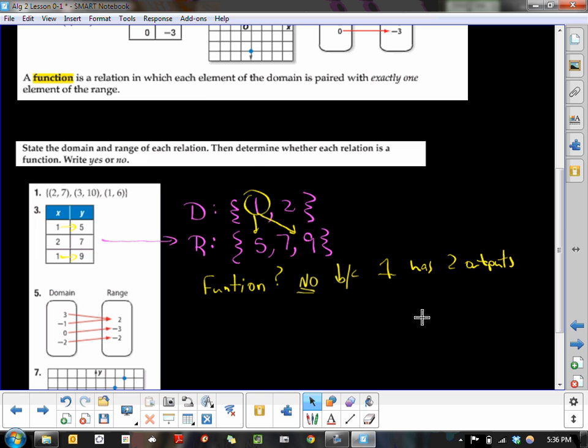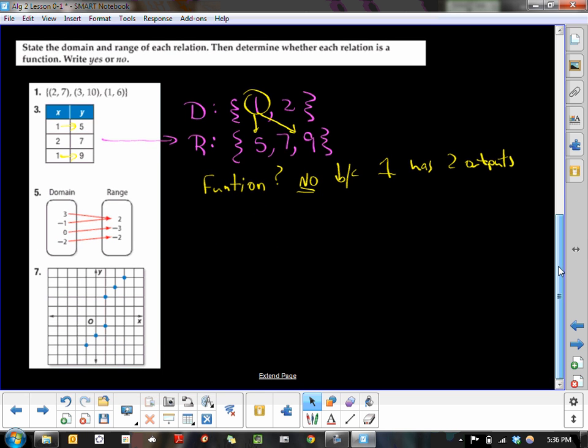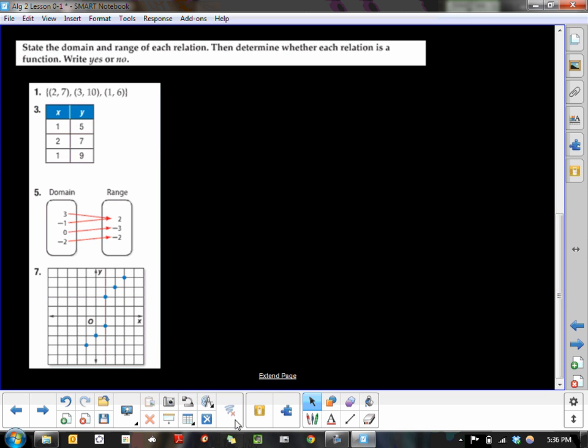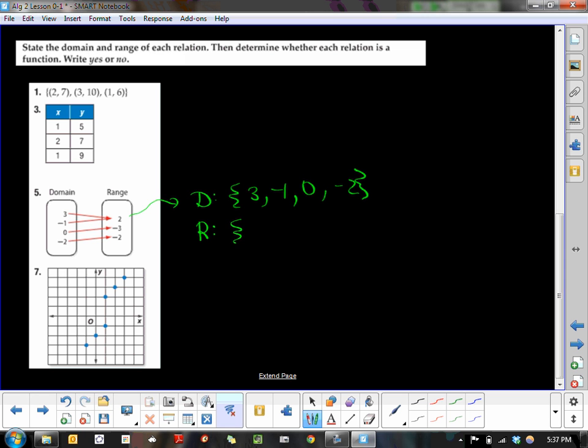Okay, we'll go look at number 5. There are a couple left. They're just showing you different representations of relations. So let's go with this representation. We've got a mapping, so we have our domain and our range to identify. Our domain is a set of numbers that contains 3, -1, 0, and -2. The range is a set of values that is 2, -3, -2.